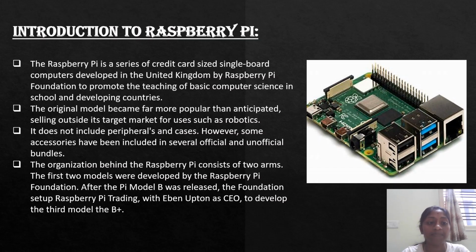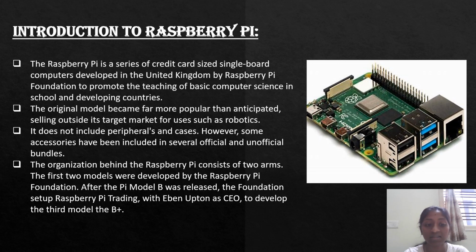Introduction to Raspberry Pi. The Raspberry Pi is a series of credit card sized single board computers developed in the United Kingdom by the Raspberry Pi Foundation to promote the teaching of basic computer science in schools and developing countries. The original model became far more popular than anticipated, selling outside its target market for uses such as robotics. It does not include peripherals and cases. However, some accessories have been included in several official and unofficial bundles.